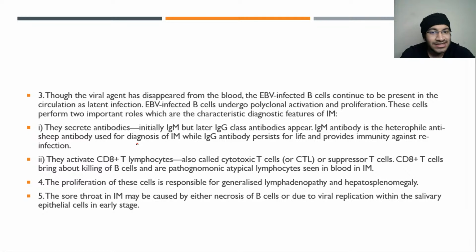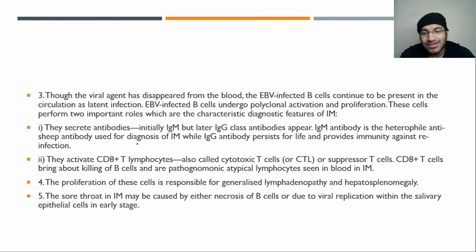Then these Epstein-Barr virus infected B cells undergo polyclonal activation and proliferation, and these cells perform two important roles, which are the characteristic diagnostic features of IM. First they secrete the antibodies, and second they activate the CD8 plus T lymphocytes. Initially they secrete IgM, but later IgG, that will appear lifelong. The IgM antibody is the heterophile sheep antibody used for the diagnosis of IM, while IgG antibody persists for life and provides immunity against reinfection.